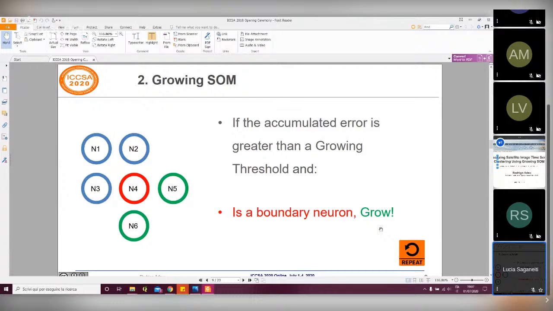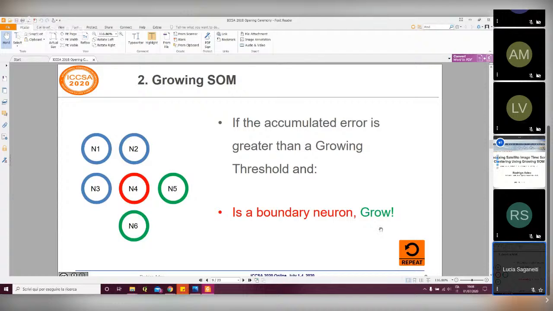We have two conditions. If the neuron is a boundary neuron, we need to grow the network. In this case, we are using the neuron 4 as an example. And if the accumulated error on this neuron grows above a threshold, we create 2 more neurons in the neighborhood.